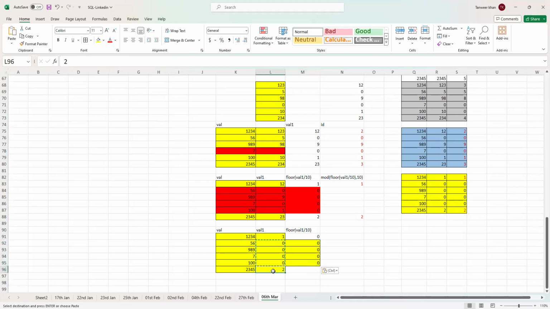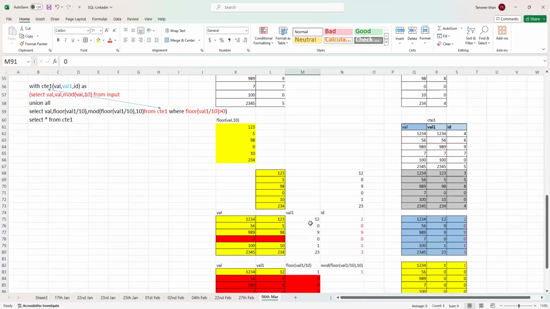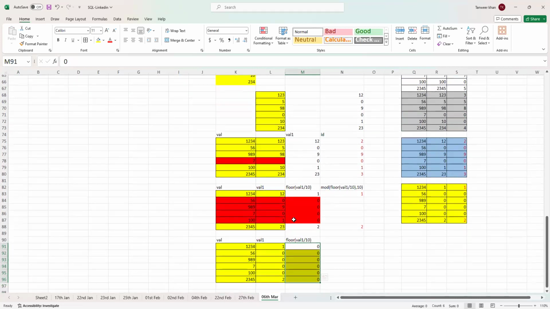2 divided by 10 will be 0.2. What is the floor of 0.2? 0. Now, do you think there is any record in floor of val 1 comma 10 which is satisfying this condition, greater than 0? No, there's no record.